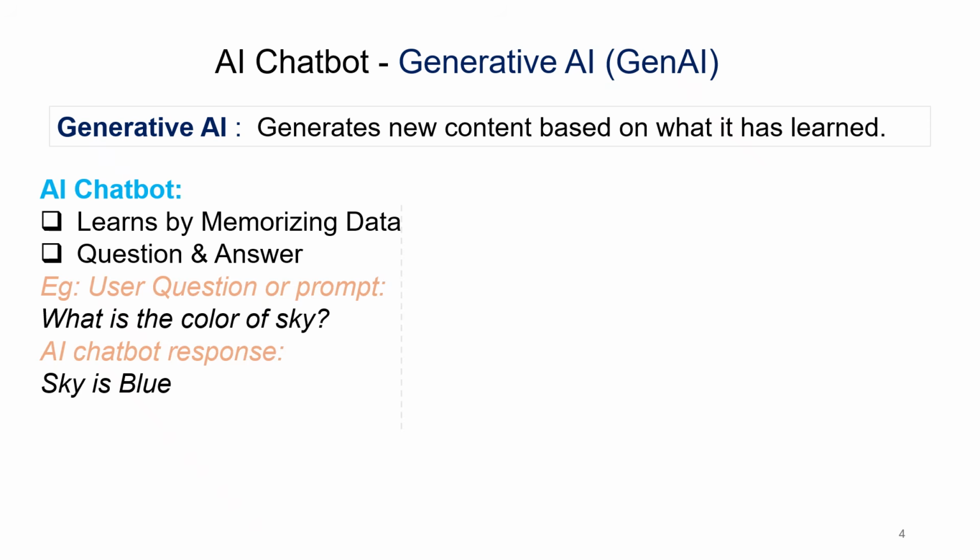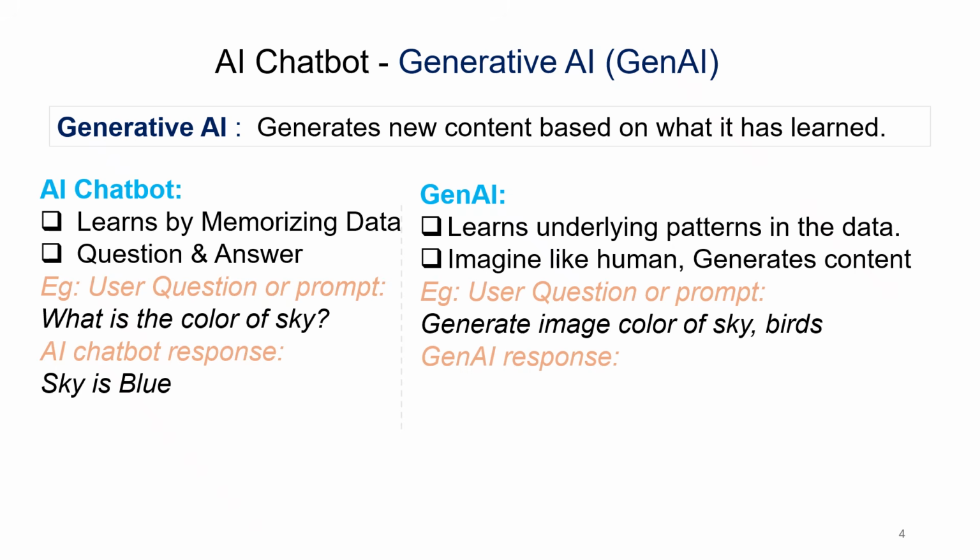These AI assistants or chatbots work by memorizing the data. But Gen AI does an additional step. That is, it learns the underlying patterns in the data to produce new content. Instead of memorizing the data, Gen AI learns from the patterns in the data. Generative AI can do much more complex tasks than an AI chatbot. Generative AI can imagine and generate the content.